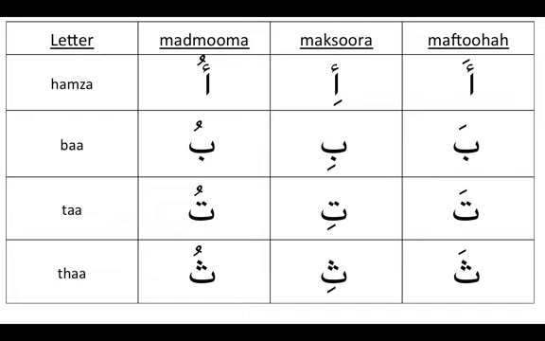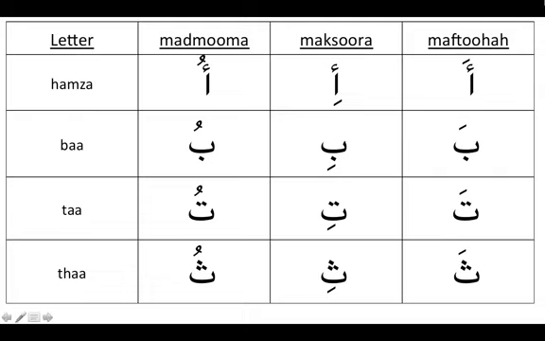Did you catch that? I'll do it one more time. Hamza, because we're doing the first column. Hamza maftuha, a. Hamza maksura, i. Hamza madmuma, u. A, i, u. This is the sound of the three diacritics, the short marks.